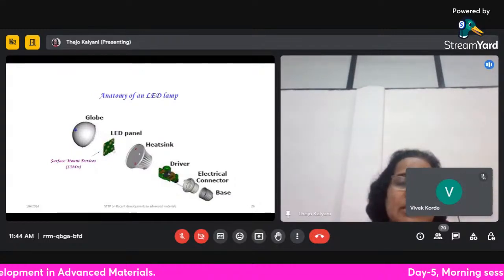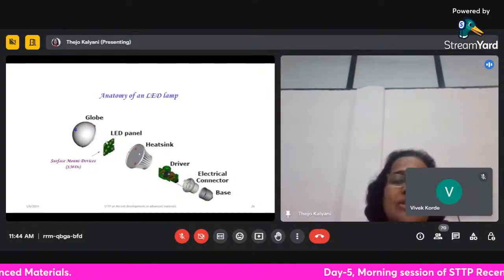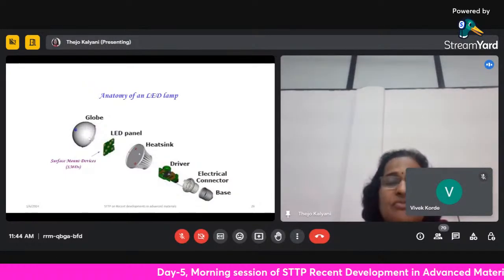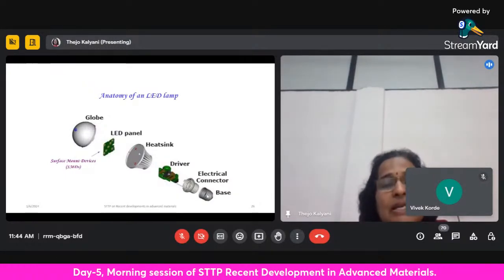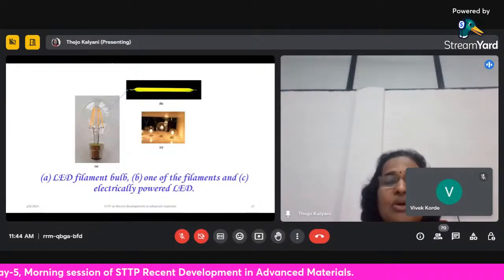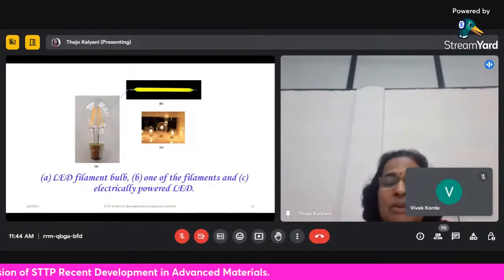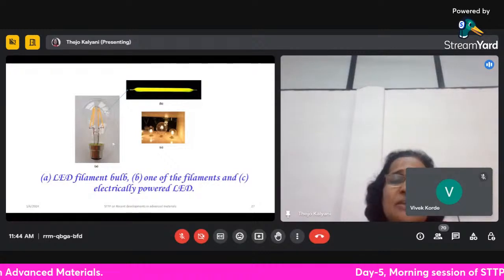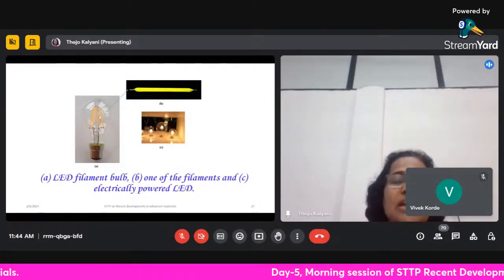These are the LED chips, and these are being mounted on this particular surface, and next comes the globe structure, and all together forms the LED bulb. And there is one more kind of LED lamp. Maybe most of you have not seen this. These are the filaments. This just looks like a filament bulb, but actually these are not the filaments.